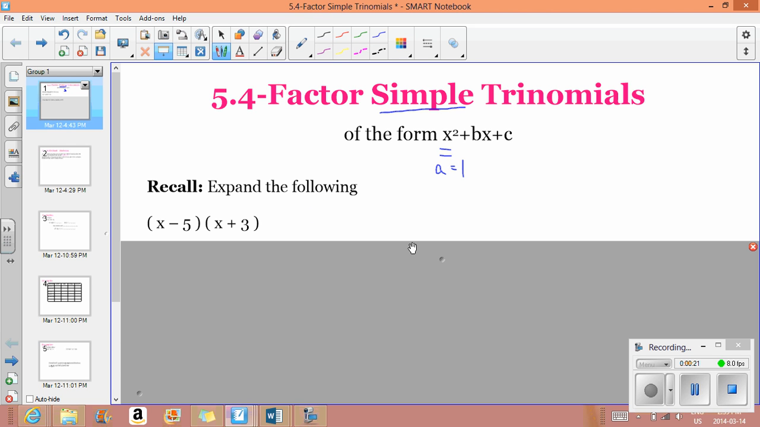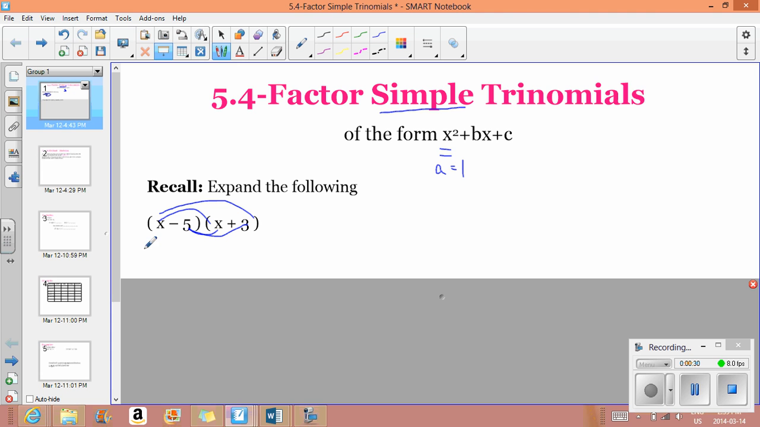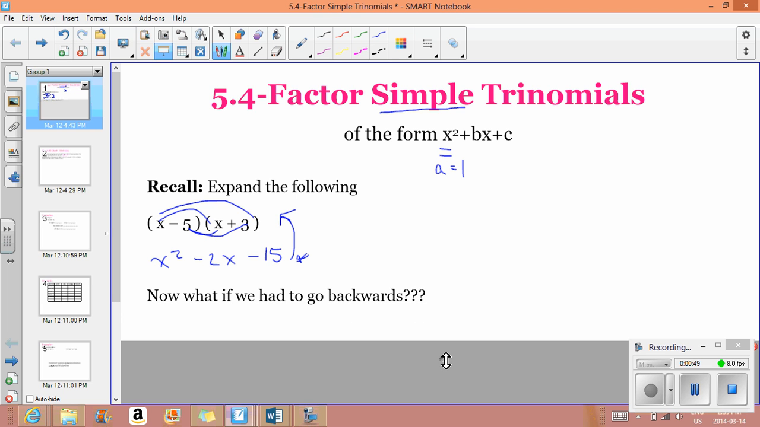Now, let's go back to before when we were expanding. In the first section, we had to expand this. Whether you did it visually or with the box method or with FOIL, we would get x squared minus 2x minus 15. Again, there could be a few more steps in there. But what if, with factoring, you had to go backwards? If you were given this and had to go back to the factored form. So this is what we're going to be doing. We're going to be going backwards.